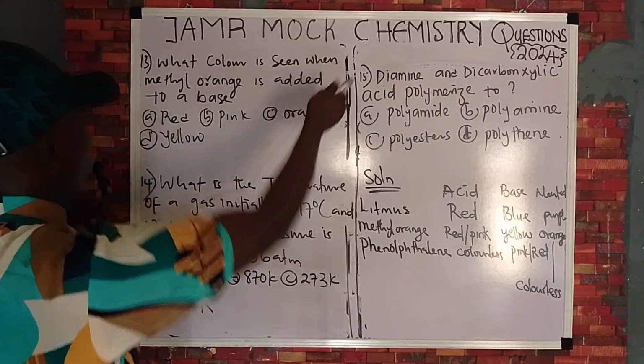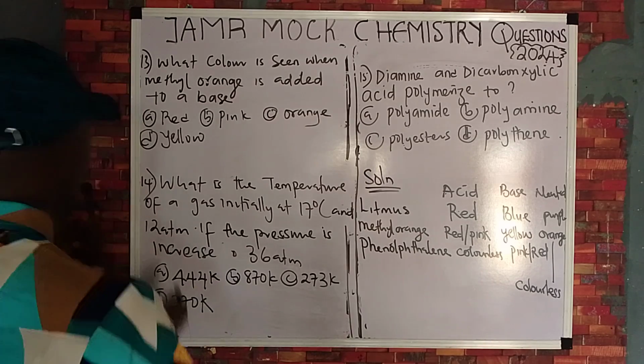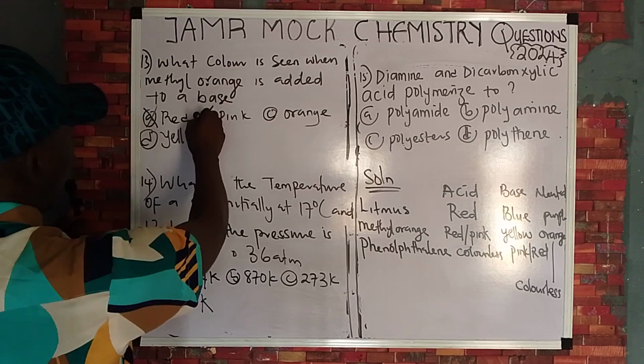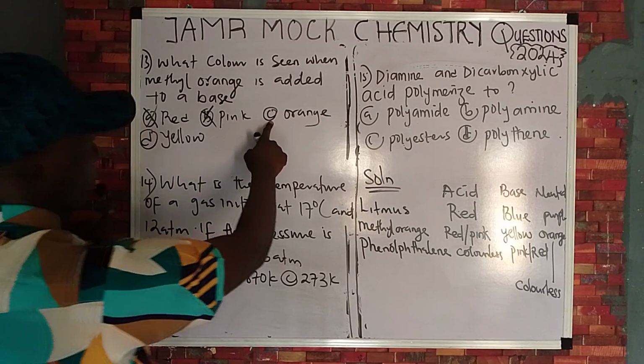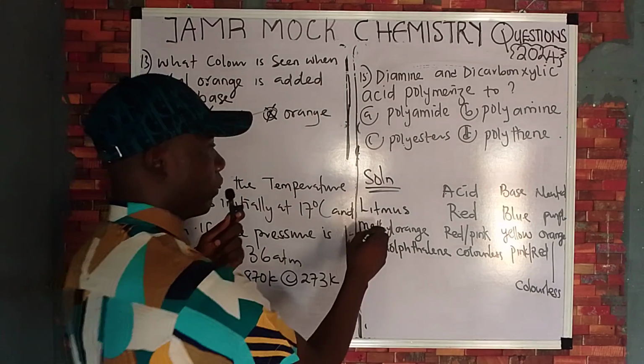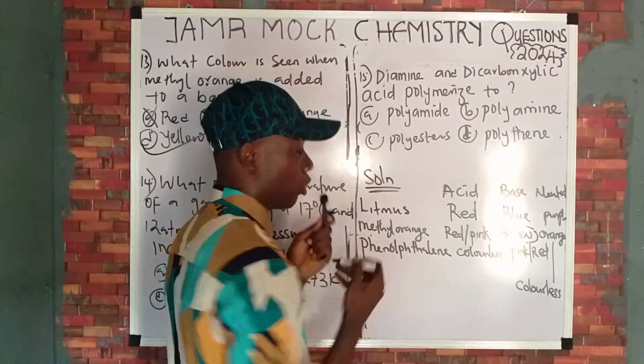Okay, now what is the color seen when methyl orange is added to a base? Is the answer red? No. Check your table. Is the answer pink? No. Is the answer orange? No. The answer is what? Yellow. So when methyl orange is added to a base, you have a yellow color.